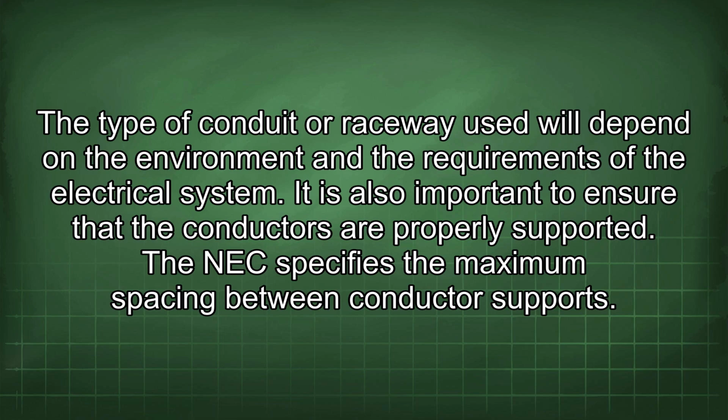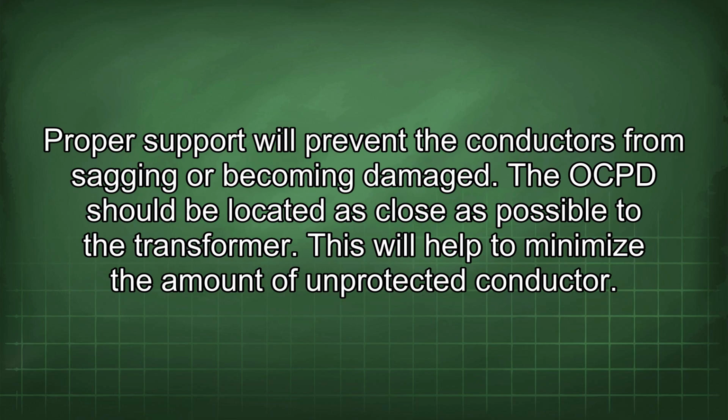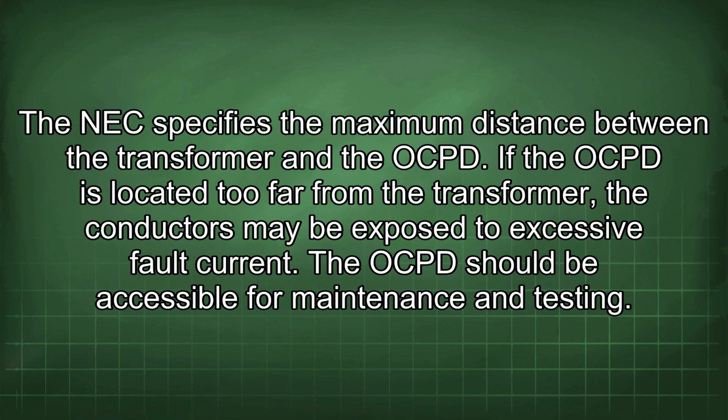It is also important to ensure that the conductors are properly supported. The NEC specifies the maximum spacing between conductor supports. Proper support will prevent the conductors from sagging or becoming damaged. The OCPD should be located as close as possible to the transformer. This will help to minimize the amount of unprotected conductor. The NEC specifies the maximum distance between the transformer and the OCPD. If the OCPD is located too far from the transformer, the conductors may be exposed to excessive fault current.